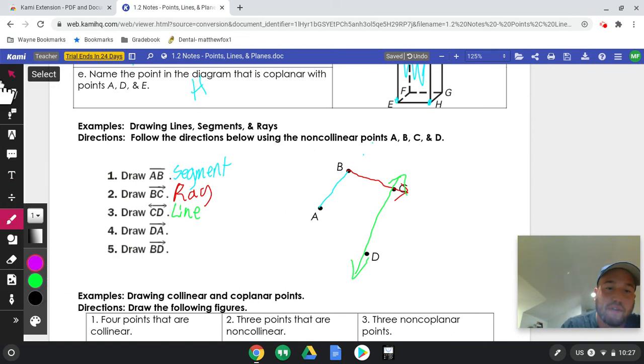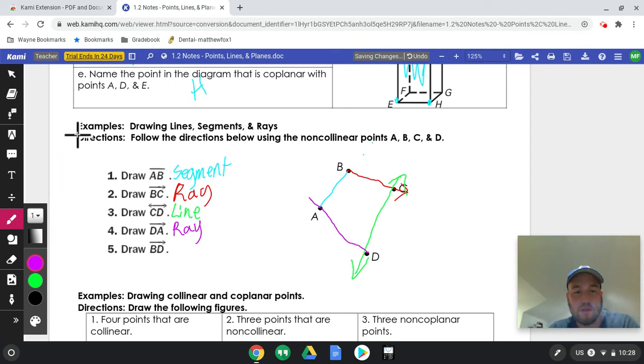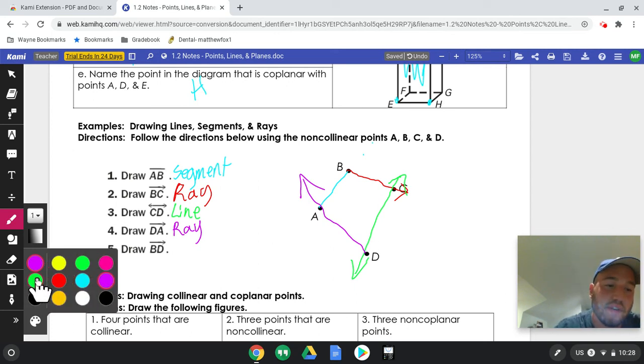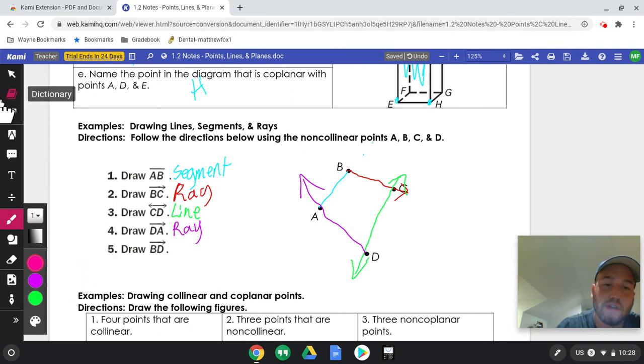Okay, so our next one, DA. This one is another ray, and its initial point will be D. So it starts here at D. Ooh, that was bad. Let me see if I can fix that. All right, so I still got to work on my skills on this computer, but hopefully you get the idea. It extends from the initial point and continues forever. Okay, and our final one now, let's see, I haven't used this code, is ray BD. So it's also a ray, starts at the initial point B, and it continues like that.